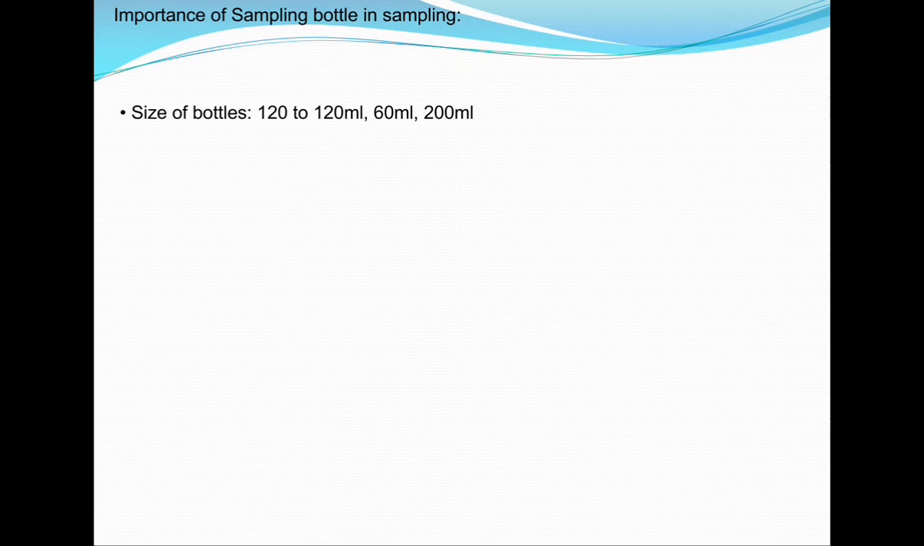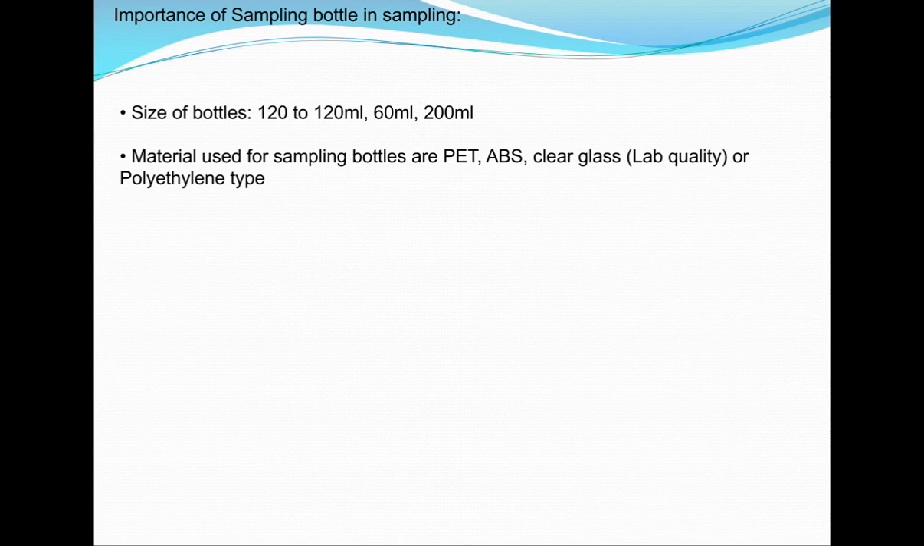The material of the bottle may be PET type, polyethylene type, or ABS plastic. PET is a type of plastic, that is polyethylene terephthalate. ABS is acrylonitrile butadiene styrene. So these are the types of plastics. We may use PET type plastic, ABS type plastic, clear glass, that is lab quality glass like Borosil company. Such type of glass is also used, and polyethylene type plastic is also used.